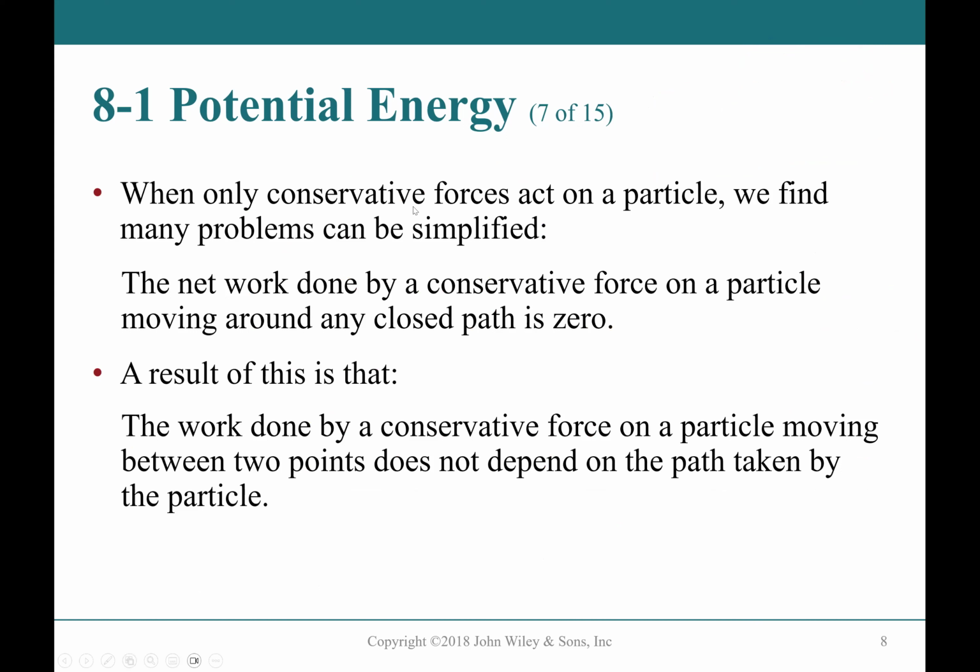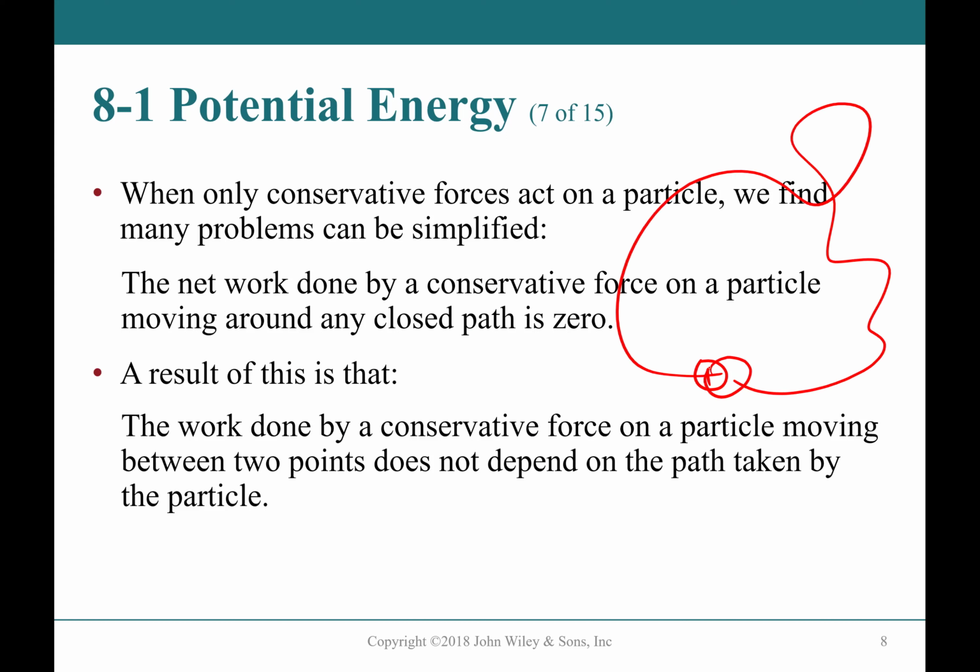So when only conservative force acts on a particle, we can find many problems can be simplified. The net work done by a conservative force on a particle moving around any closed path is zero. So what does this mean? It means if you have an object moved from here and you have a weird path going back to here, the work done by the gravitational force equals zero because it depends on initial position and final position, but here the initial position equals the final position. So that's why there's no work done by the gravitational force.